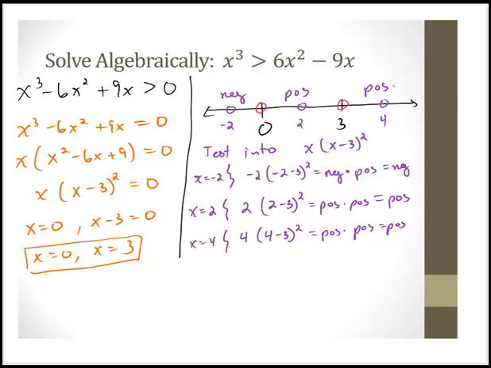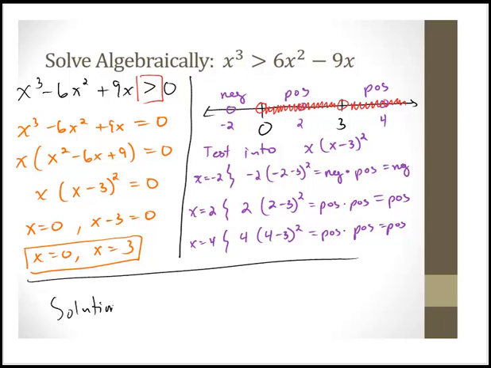Now, I wanted x cubed minus 6x squared plus 9x to be greater than 0. So I will shade wherever it's positive. I shade the interval from 0 to 3. I shade the interval from 3 to infinity. So then, how would I write the solution? I've shaded from 0 to 3, so 0 to 3, union, and I've shaded from 3 to infinity.